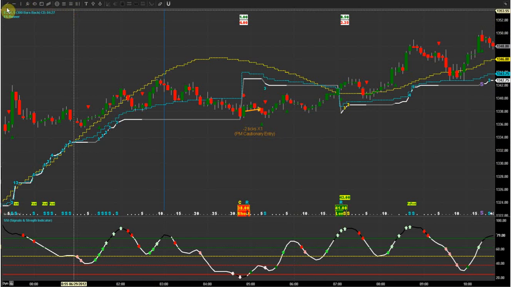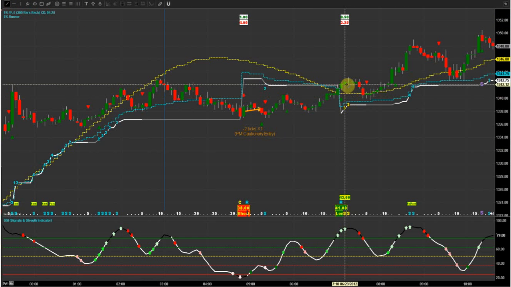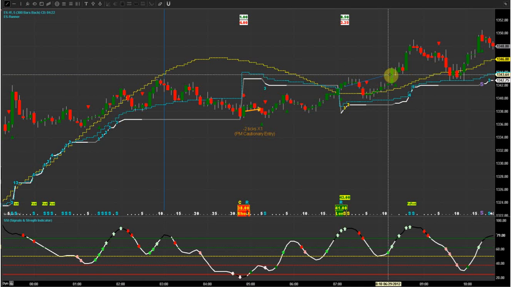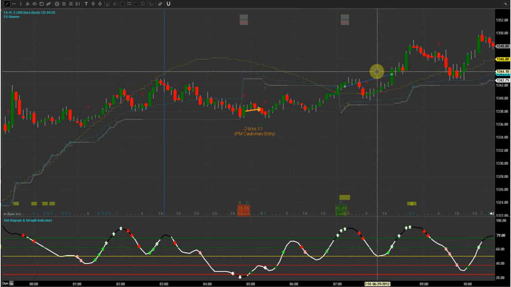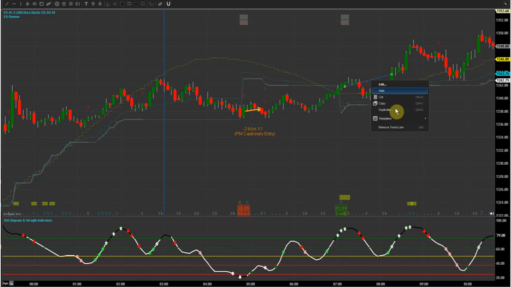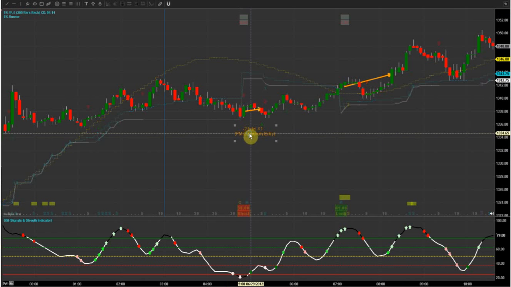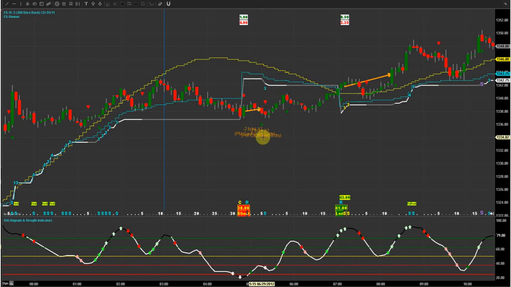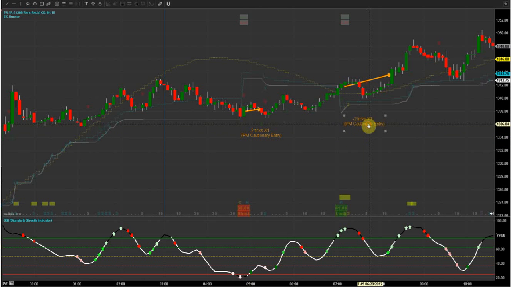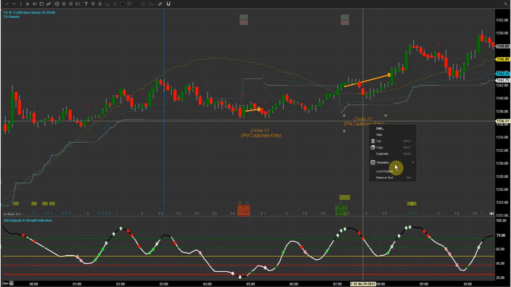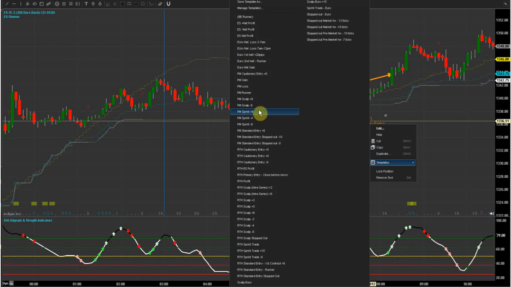Alright, so let's now go over here to this one. 42 is your entry. And then you go up to 6 ticks of profit, which was right here. That's your first contract taken out at 6 ticks. You bring your second contract to a break-even status. We're going to go ahead and make this the first contract. Primary entry, first contract. Here we go.